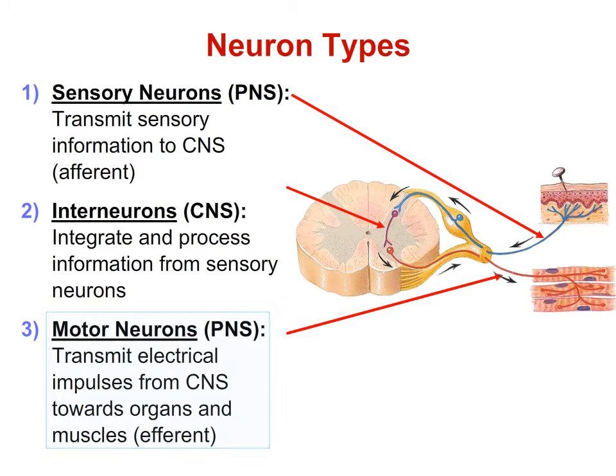And finally, the motor neurons are neurons that take information away from the central nervous system and bring that information towards effectors, for example, skeletal muscle or glands. And so the purpose of the motor neurons is to generate an appropriate motor output based on the integration that's going on inside the central nervous system. And so motor neurons are often said to be efferent because the action potentials are traveling away from the central nervous system and to other structures in the body.